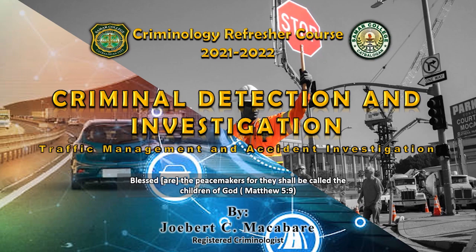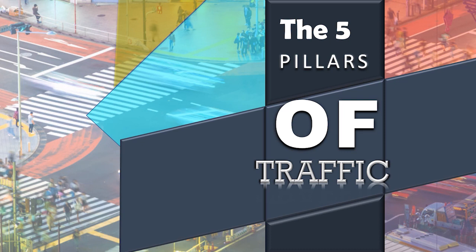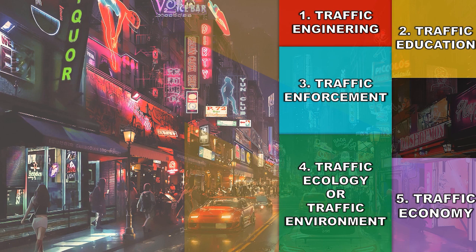Today we are going to talk about the pillars of traffic. These are the main areas of traffic management, which are also known as the E's of traffic. So we have traffic engineering, traffic education, traffic enforcement, traffic ecology or traffic environment, and the last is traffic economy. So these are the 5 E's of traffic.